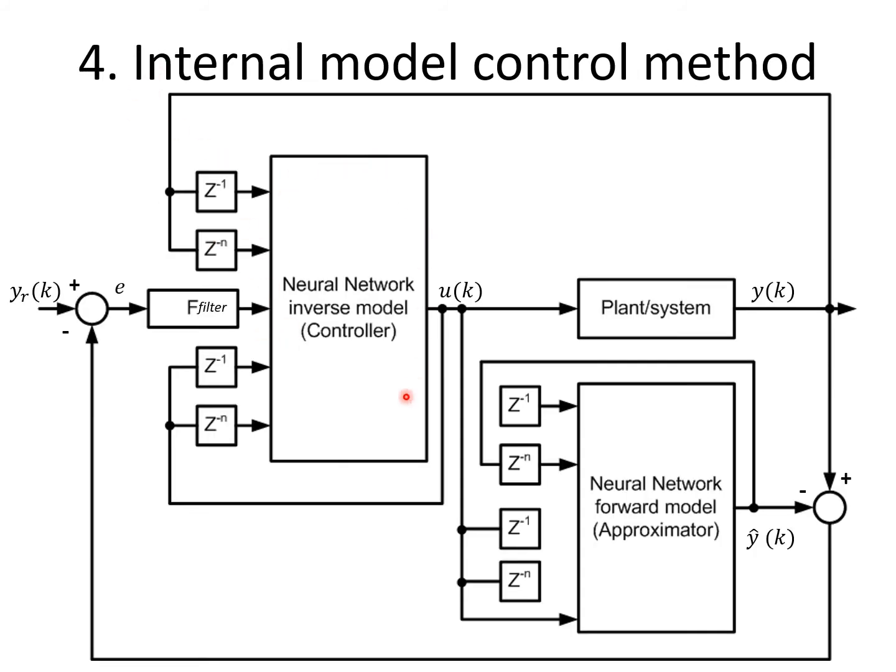Same thing, you have the neural network inverse model controller, you have the plant, but also you have a feedforward neural network model or approximator which feeds back into the set point. So, extra feedback, a bit robust for disturbance and so on, and can cater for changes in the plant system. So this is another strategy, the IMC method, for neural network control.